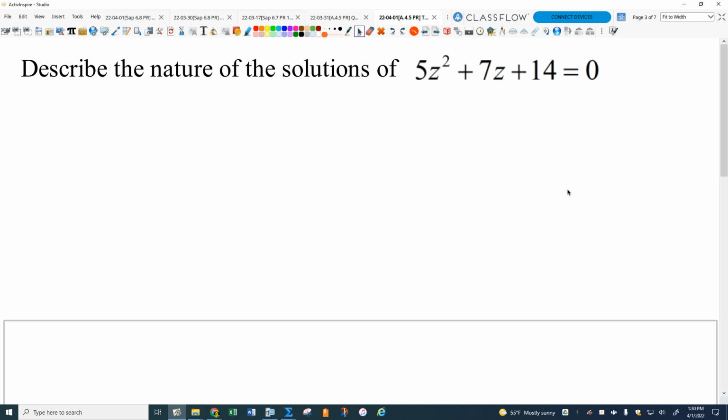So what if I asked you to do something easier than solve this? I don't care about the solutions. I just want to know what kind of numbers we're going to get. Describe the nature of the solutions of this quadratic equation. I mean, you'd probably just plug them into the quadratic formula, right, and see what you get.